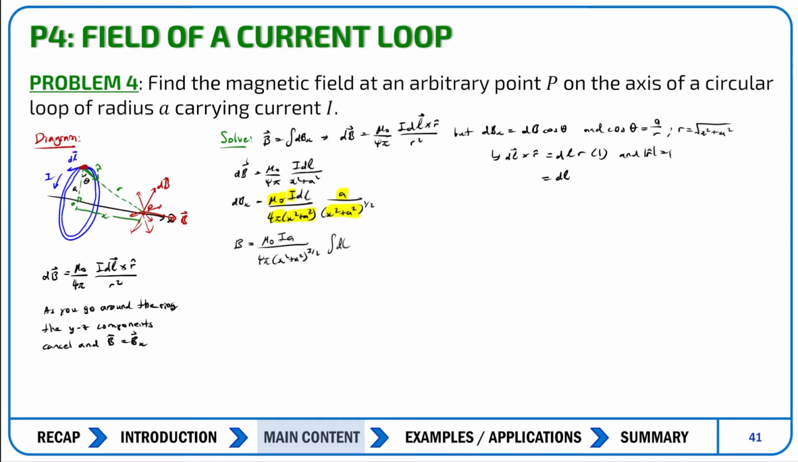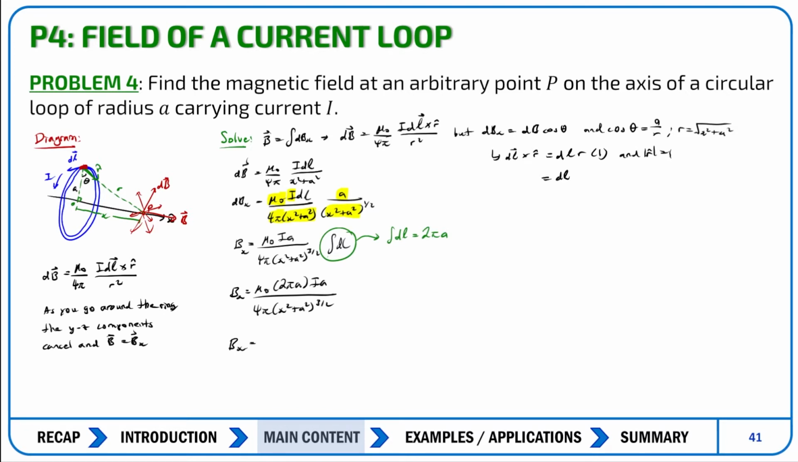So we'll just circle this and say the integral of dl is simply the length of the ring, and therefore you have 2 pi a as the circumference. So then we have B, let's change this to Bx, is equal to mu naught 2 pi a I a over 4 pi (x squared plus a squared) to the power of 3 over 2.